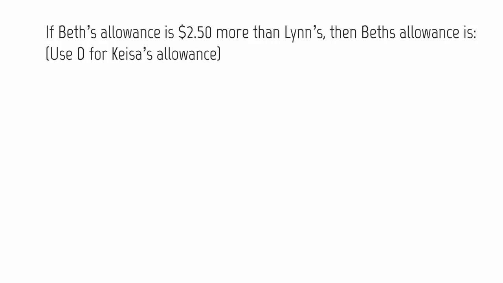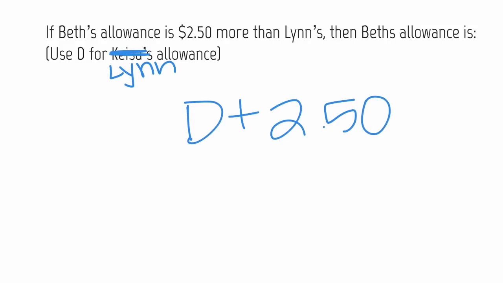Okay, so it says if Beth's allowance is $2.50 more than Lynn's, then Beth's allowance is, and this should say Lynn's, sorry about that guys. There we go. Okay, so if Beth's allowance is $2.50 more than Lynn's, then Beth's allowance is what? So it's saying use D for Lynn's allowance. If we know that Beth makes $2.50 more than Lynn, we'll take Lynn's and add that $2.50 to find out Beth's. Okay? All I did was I took the information they gave me and made it into an expression.